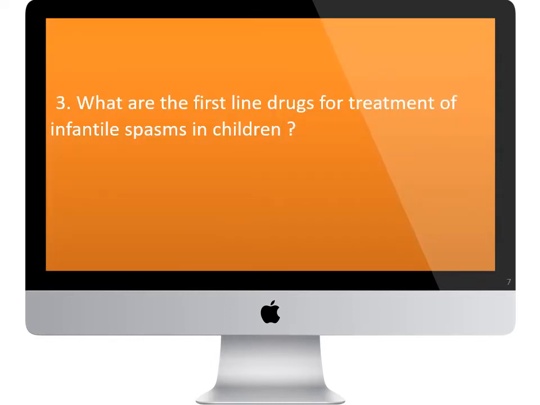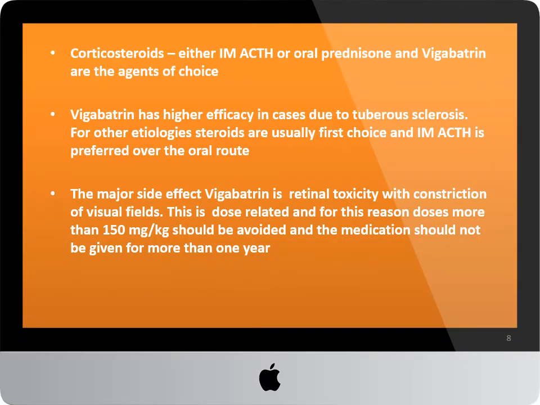What are first-line drugs for treatment of infantile spasms in children? Corticosteroids, either intramuscular ACTH or oral prednisone, and vigabatrin are the agents of choice. Vigabatrin has higher efficacy in cases due to tuberous sclerosis. For other etiologies, steroids are usually first choice, and IM-ACTH is preferred over the oral route.